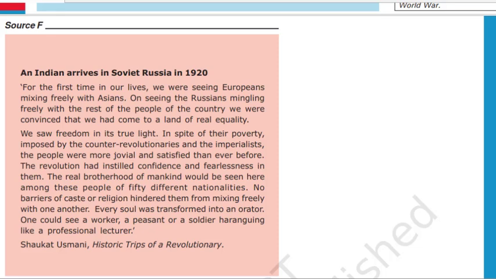The real brotherhood of mankind would be seen here among these people of 50 different nationalities. No barriers of caste or religion hindered them from mixing freely with one another. Every soul was transformed into an orator. One could see a worker, a peasant or a soldier haranguing like a professional lecturer. Shaukat Usmani, Historic Trips of a Revolutionary.